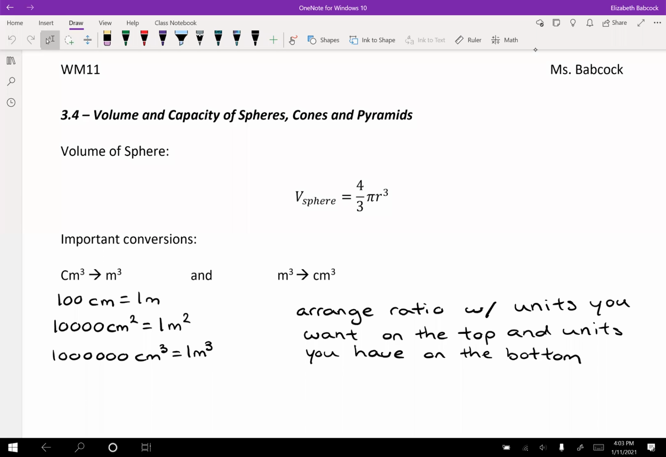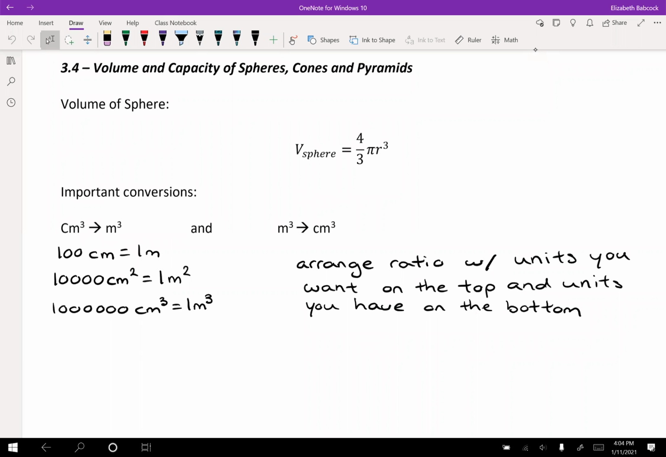Okay, for 3.4, you were looking at the volume and capacity of spheres, cones, and pyramids. So I have gone through the notes and pulled out the main information from each question to allow this to go a little quicker and for you to not have to wait for me to write down formulas and all of that stuff. However, the first part that this starts with is making sure that you know how to go from centimeters to meters and meters to centimeters.